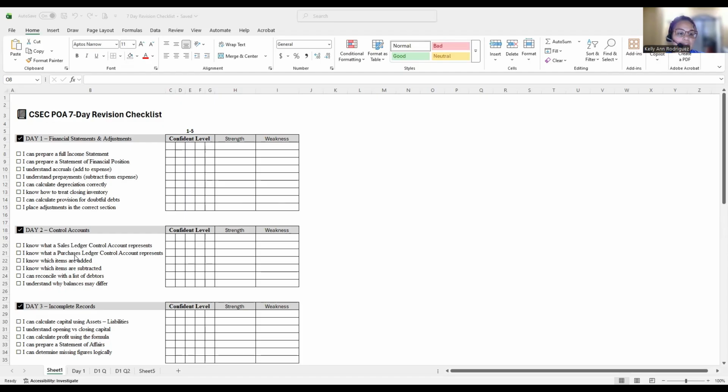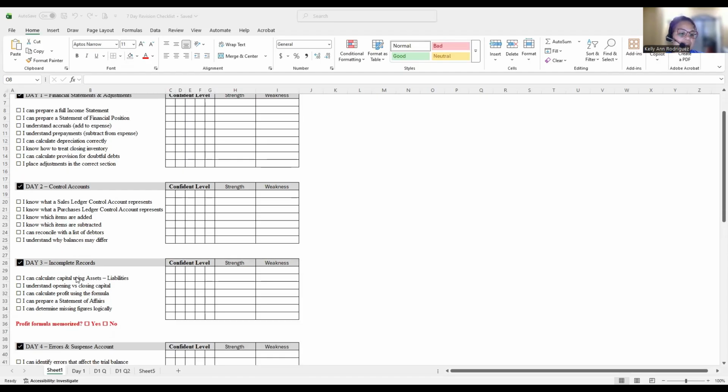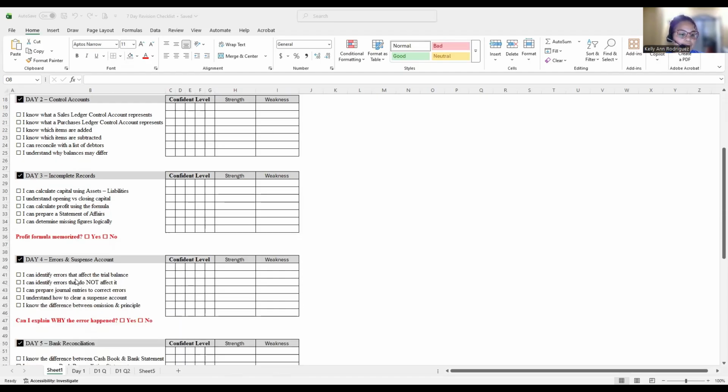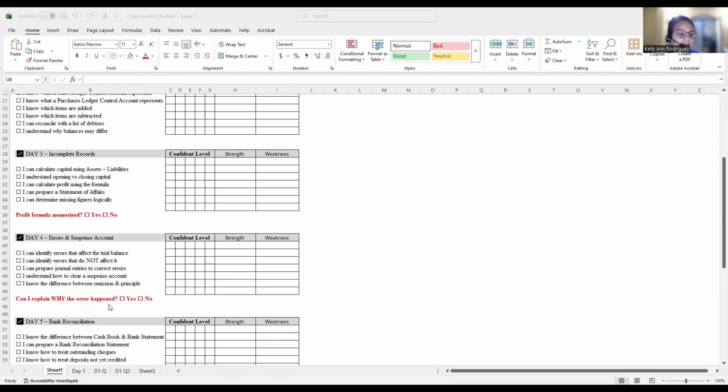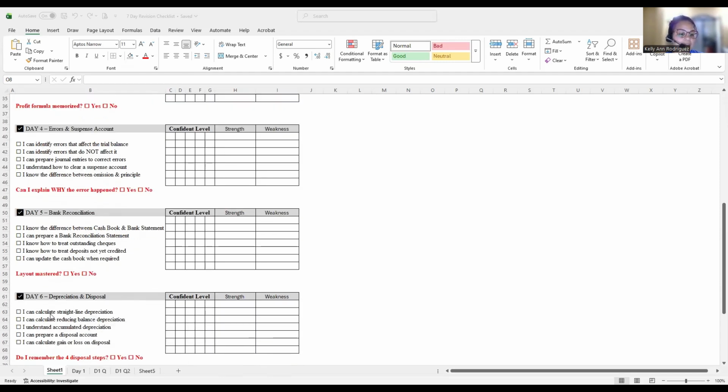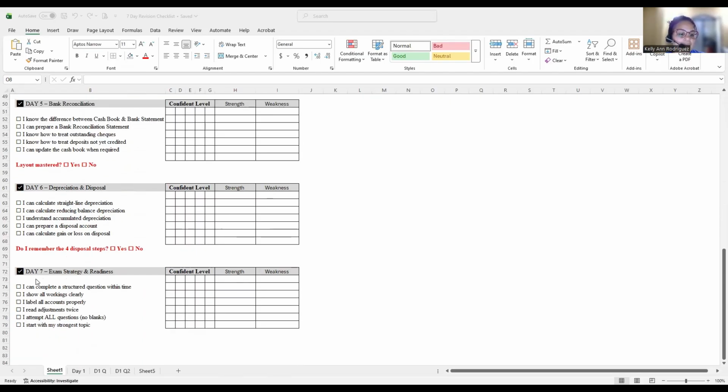Day 2, we'll do some control accounts like your sales ledger and purchases ledger. Incomplete records on day 3. Day 4, errors and suspense account. Day 5, bank reconciliation. Day 6, depreciation and disposals. And day 7, we may look at exam strategies, or I may include partnership as a topic into this day 7.